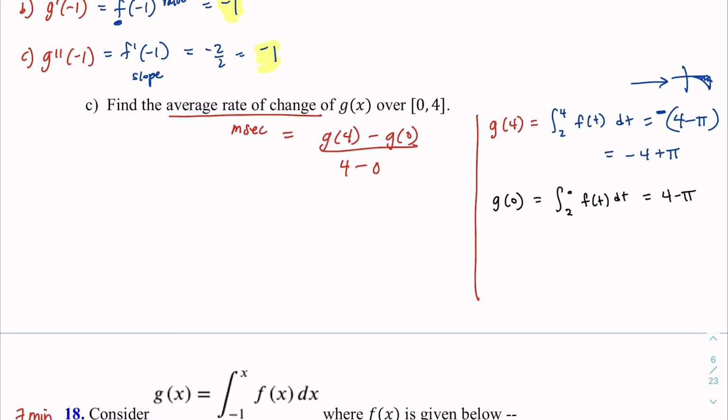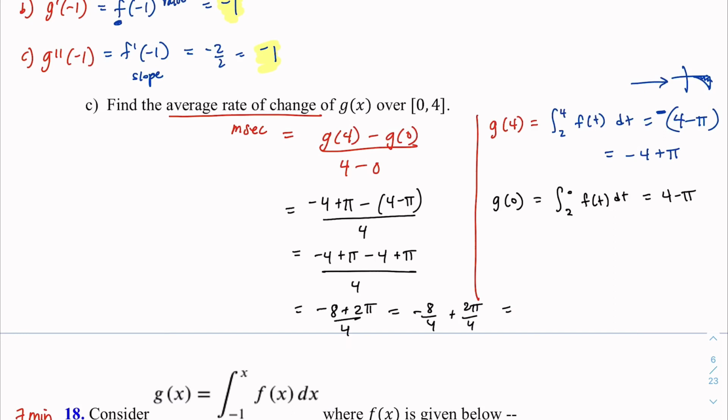So now we can plug in and finish our work. So g of 4 was -4 plus pi, minus (4 minus pi), all over 4, for a final answer of -2 plus pi over 2. That is the average rate of change of g over that interval.